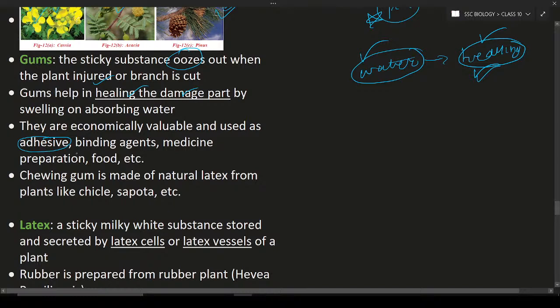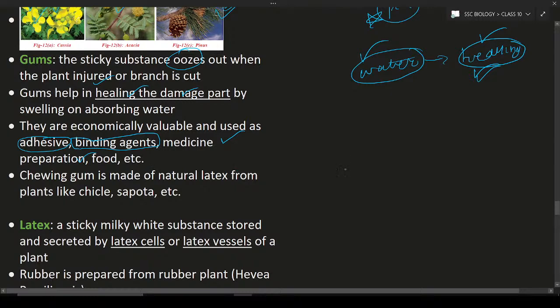So adhesive is a binding agent. To bind two materials together, we are using these gums, and they are also used in medicine. Some medicines will have the gums which are produced by the plants, and in the preparation of food and so on. In some foods also the gums are used. Not only that, there are many uses of the gums for different purposes.